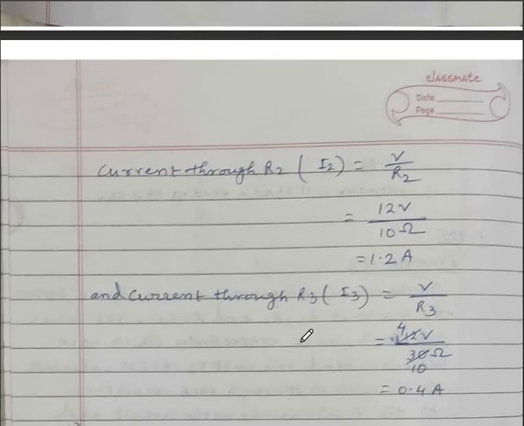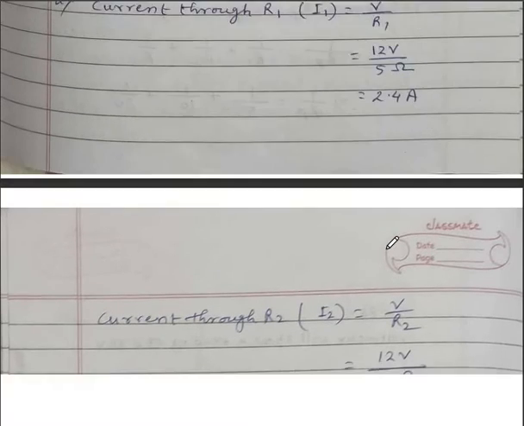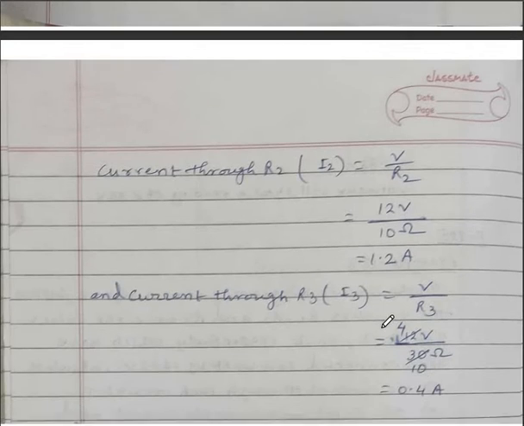And the current through R3 you can mark by I3, which is equal to V by R3. The third resistance is 30 ohm and the voltage is the same, 12 volt. By 3 you can cancel it, so it will be 4 by 10. Then make it decimal, 0.4 ampere. So we got the current through each resistor. One is 2.4 ampere, the second is 1.2 ampere, the third is 0.4 ampere.